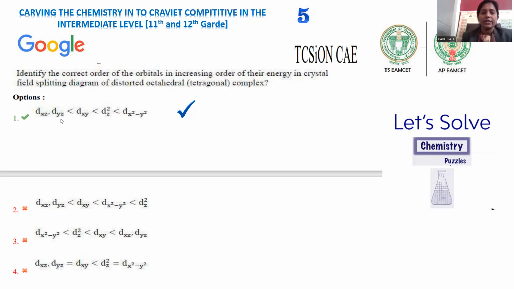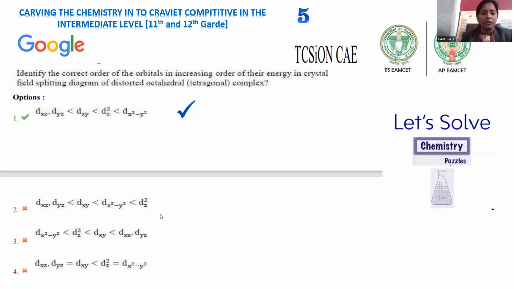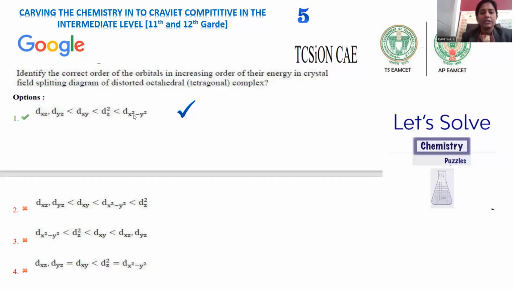dxy will be there. dxy, dyz, dzx, all these orbitals are degenerate. So we can say dxy, dzx, dyz, all these in tetragonal geometry, you can clearly notice these orbitals are present. Okay, so dx square minus y square will not be there. And the highest energy orbital will be dx square minus y square.